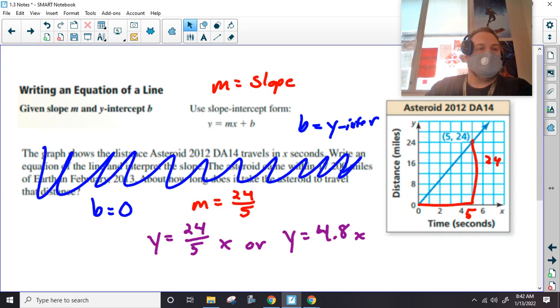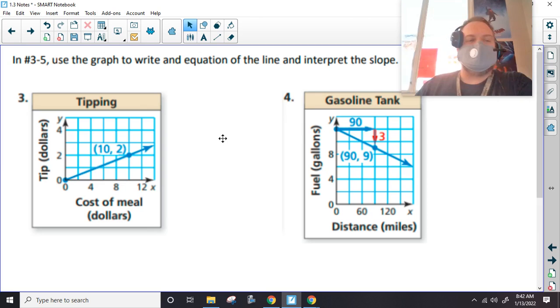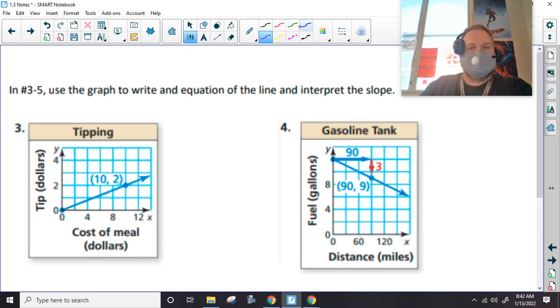Okay. All right. Now, kind of the same thing here. Use the graph to write an equation, interpret the slope. All right. So this looks like I went over 10 and then up 2. So my M is going to be 2 over 10, which is 1/5. Okay. So you could say this is y equals 1/5 x.